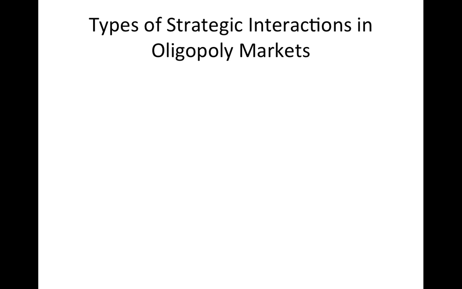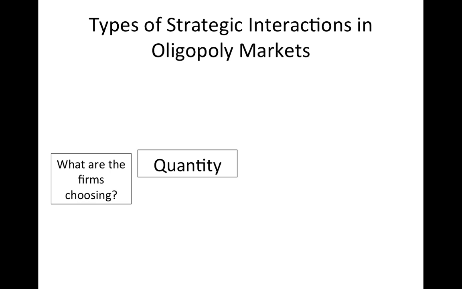When considering the types of strategic interactions that can occur among firms in oligopoly markets, there are two dimensions across which the interactions can differ. The first dimension is what the firms are choosing. A firm in an oligopoly market can either choose what quantity of output it is going to produce or the price that it is going to charge for its product. Remember that the firm cannot choose both, because once it chooses one, the other is set by the demand side of the market.